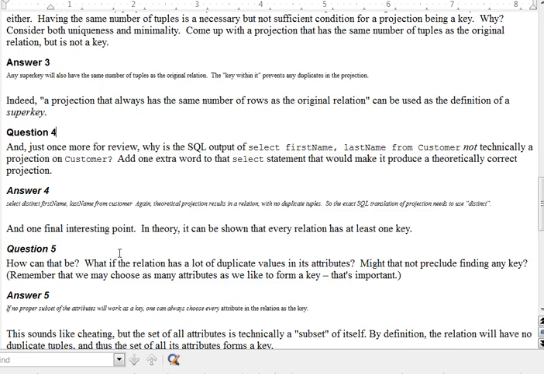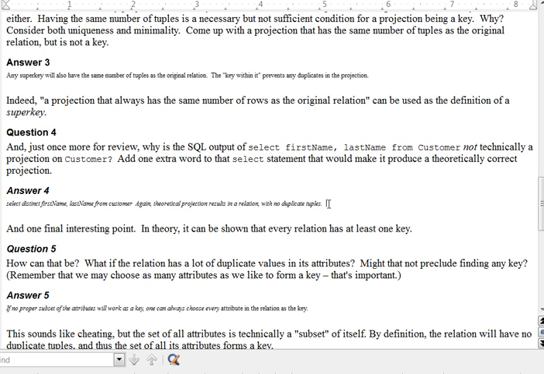And then question 4, just once more for a review. Why is the SQL output of select first name, last name from customer not technically a projection on customer? Add the one extra word to that select statement that would make it produce a theoretically correct projection. And this answer should be pretty obvious from the above discussion. Select distinct first name, last name from customer. Theoretical projection results in a relationship with no duplicate tuples.